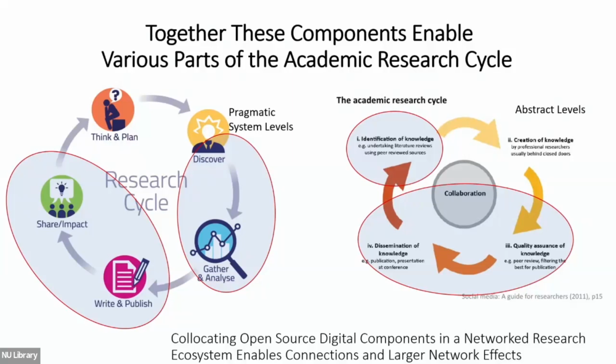So in terms of talking about quality assurance of knowledge or creation of knowledge, we're talking about discovery and search and retrieval and gathering and analysis and metadata and cataloging and open online publishing applications. So all of these abstractions of knowledge have physical counterparts with the software. And each software component is connected with part of that academic research cycle.